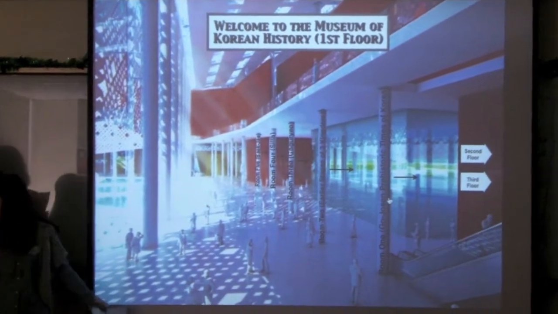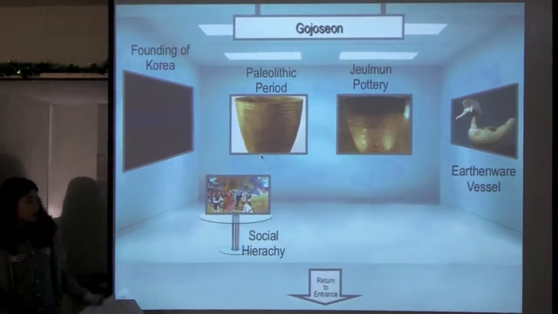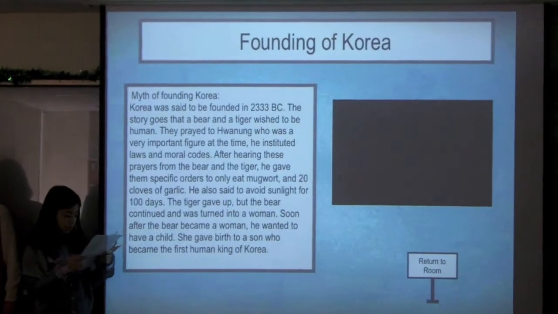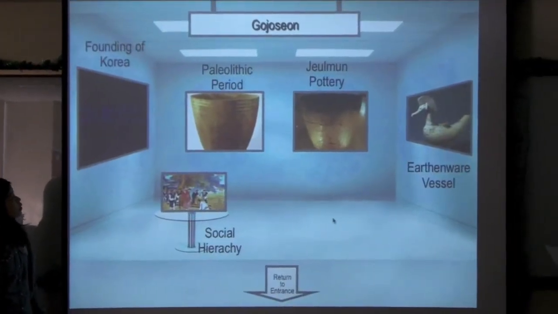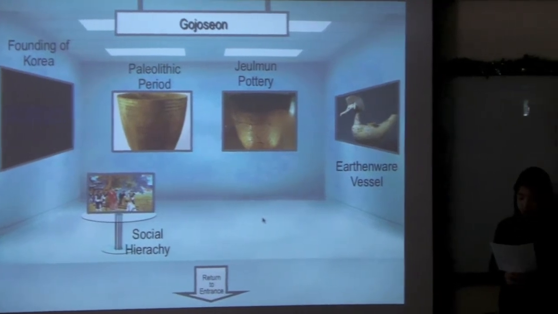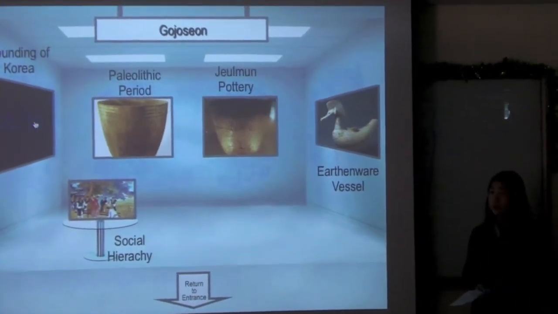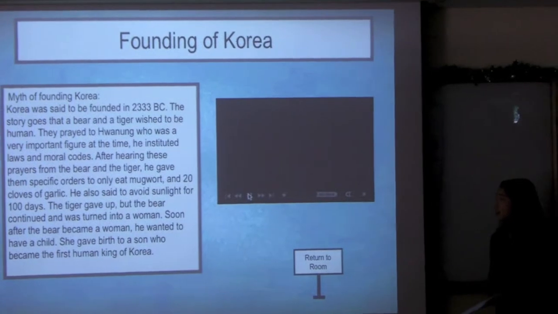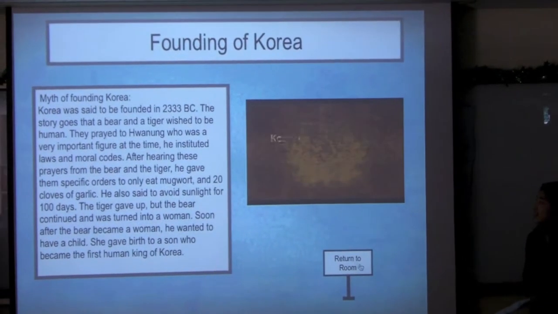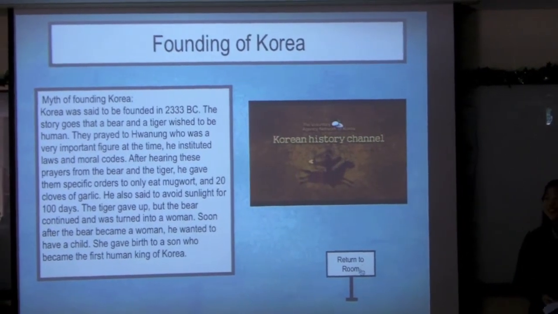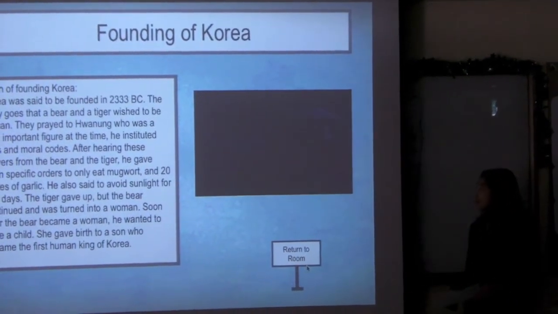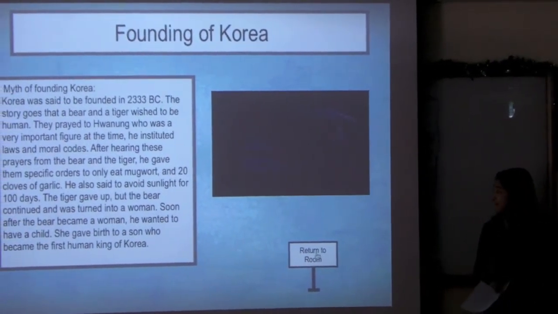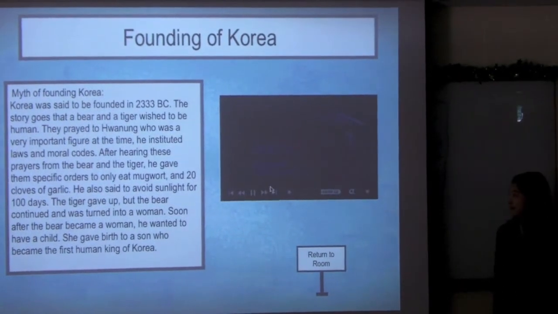This is our Gojoseon room. Our Gojoseon room has 4 exhibits, as you can see, and if you click on the exhibits shown, you can see explanations of the exhibits, and also some of the exhibits have videos that you can watch. So you can watch the video about the topic as you're reading the information. We'll show you a few seconds of the video.